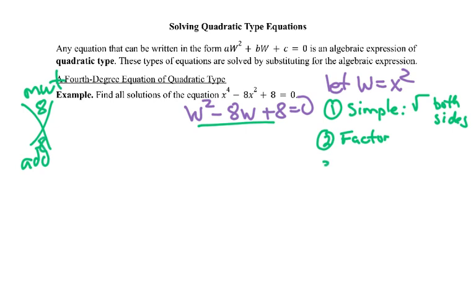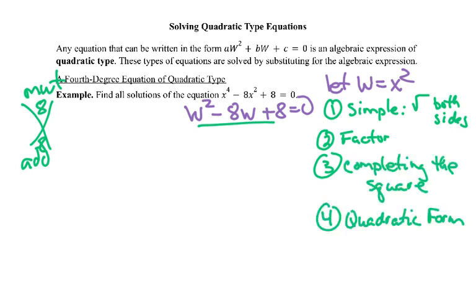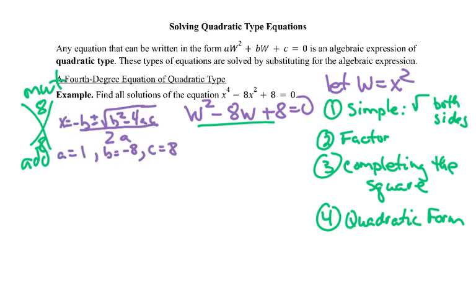So let's move on. Our third method was completing the square, and our fourth was using the quadratic formula. I put these two together because you could choose either of these methods if both simple solving and factoring don't work. It's up to you which method you prefer, unless, of course, I'm asking you to show me a specific method. I'm going to use the quadratic formula. We're going to use negative b plus or minus the square root of b squared minus 4ac, over 2a, where a is 1, b is negative 8, and c is positive 8.